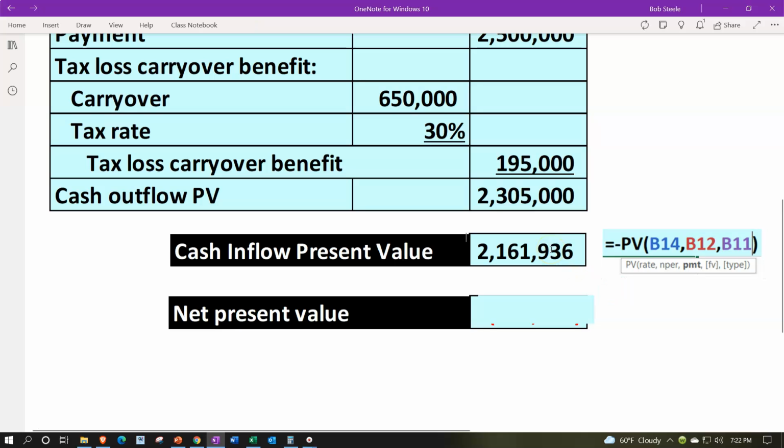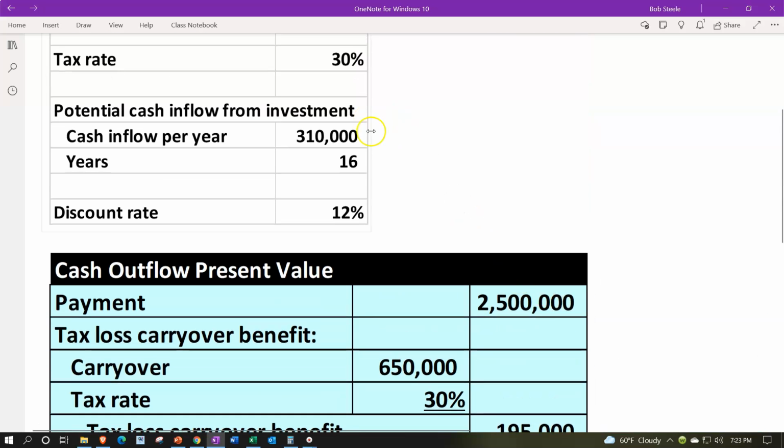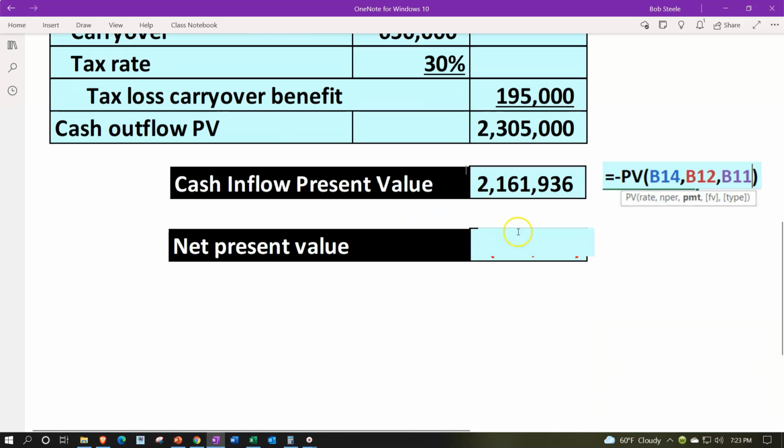So we're going to get to the result of 2,161,936. That once again is taking that 310,000 that we're assuming we're going to be receiving every year for 16 years from the company that is being acquired. We're discounting that annuity at the 12%. The formula would look something like this if we did it in Excel.